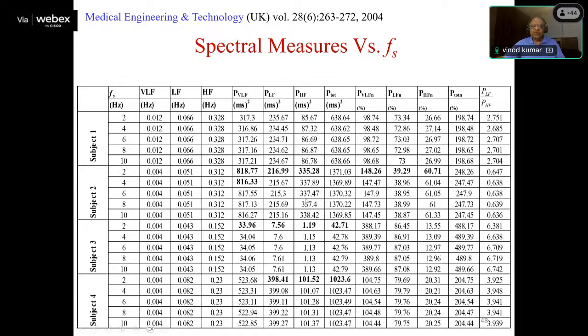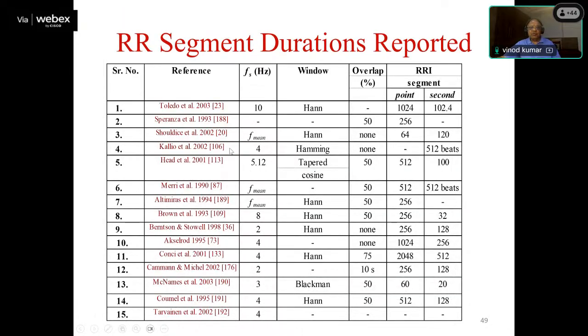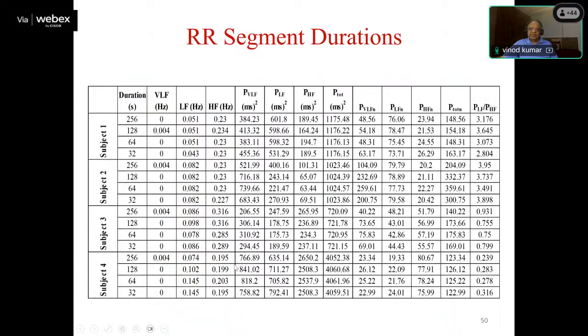This is how we try to do it. Similarly, in many research papers you will find different window segment lengths used, such as the Hanning window, Hamming window, and tapered cosine window, and similarly sampling frequencies of 4 hertz, 10 hertz, 5.1 hertz. The research scholars with me worked with different sampling frequencies and different window functions. Our purpose was that the result should be the best, and it should also be fast.